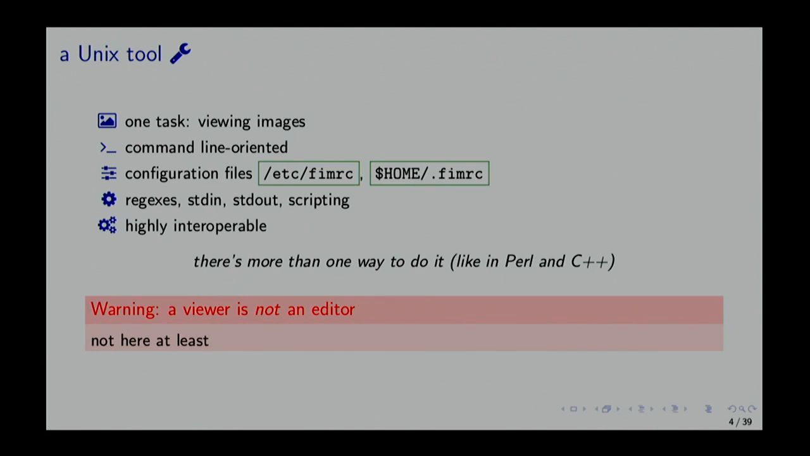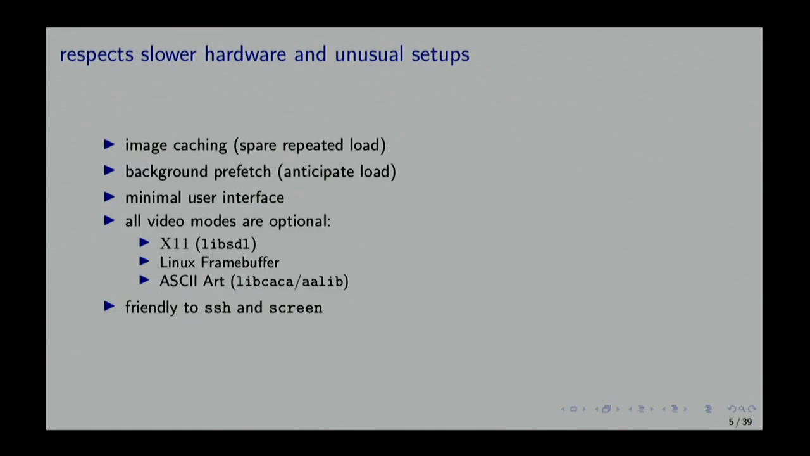It has a configuration file because it's nice to configure custom commands. It uses regular expressions, standard input, standard output, and it plays nice in scripts. So it's highly interoperable. The motto is, like in Perl, that there is more than one way to do it. I think FIM plays well with other hardware. There are functionalities for caching files, or loading images from files in advance via prefetching, so as to spare a bit of I/O.